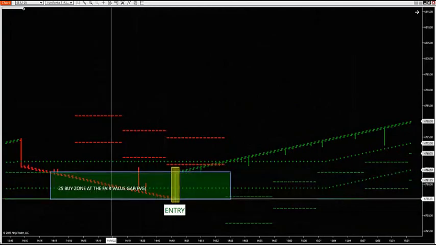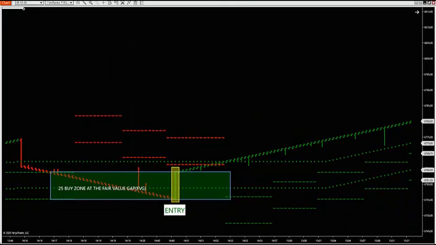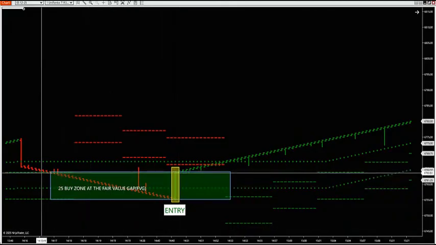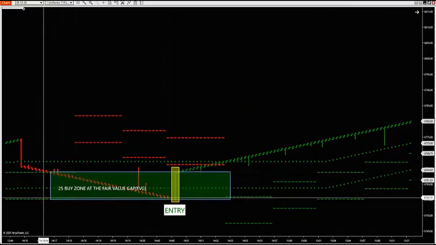So we knew this fair value gap 2 hours before off the 15-minute chart. Now all I've got to do is get down to a 25 buy zone, or get a yellow trigger entry. It came right down to my 25 buy zone. You can see my little dashes. That's our proprietary liquidity grab zone.